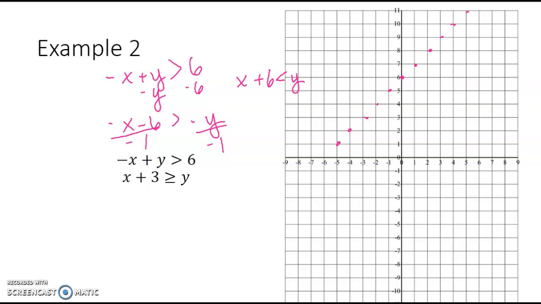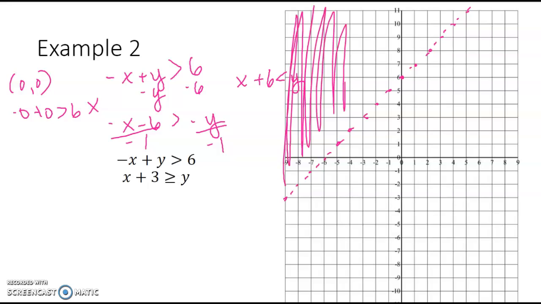I see that my inequality symbol does not have the equal to part. So this is going to be a dotted line. It's not going to be a solid line. I want to choose an ordered pair and see if it makes the inequality true. So I'm going to choose the ordered pair 0, 0. Negative 0 plus 0 is greater than 6. That is not true. So I'm going to shade above the line because the ordered pair 0, 0 is not part of my solution set.